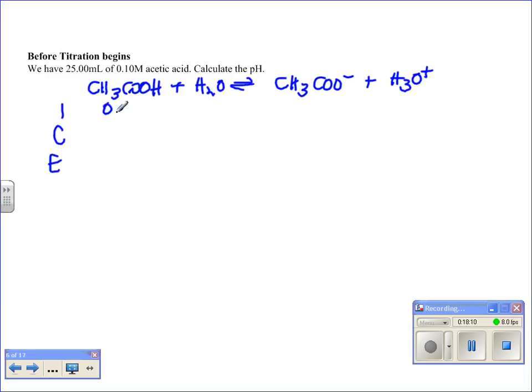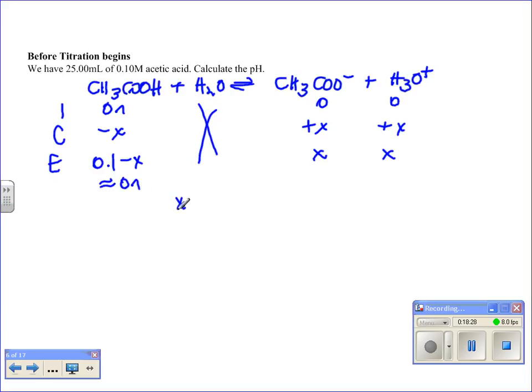Okay, so we've got a 0.1 molar solution, none of this at the beginning, plus X, plus X. This is minus X, 0.1 minus X, and it's approximately equal to 0.1. Then I can use my Ka, so I've got x squared over 0.1 is equal to 1.8 times 10 to the negative 5, and we get a pH here of 2.87. So initially, before anything's been added, it's simply a weak acid calculation.